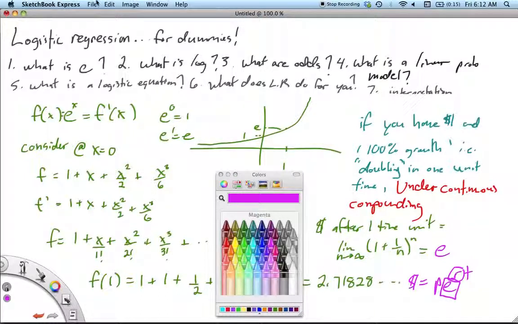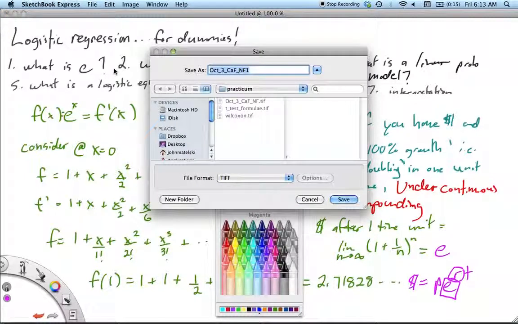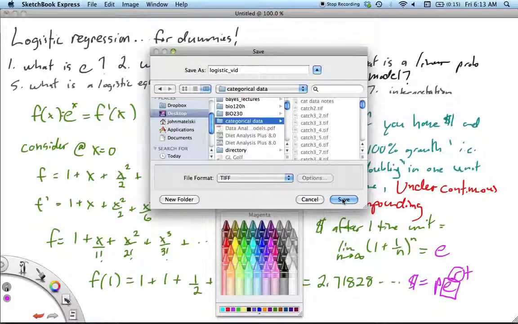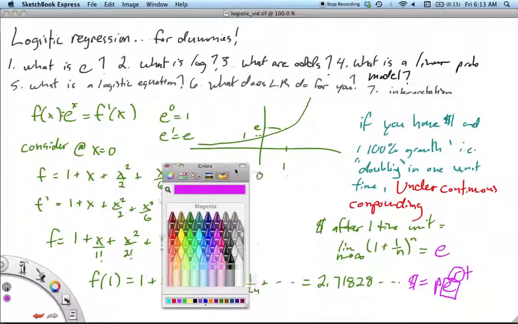Okay, next we want to do log. Call this... what is this? Technically, this is for categorical data analysis.